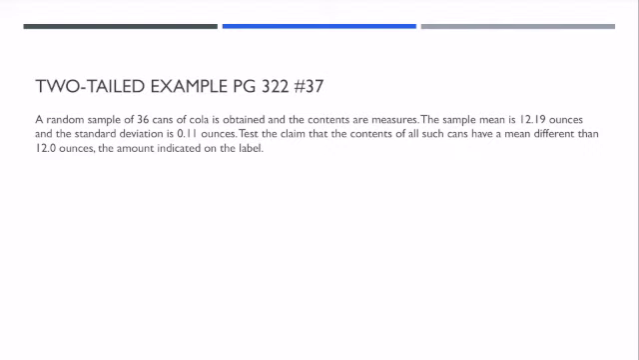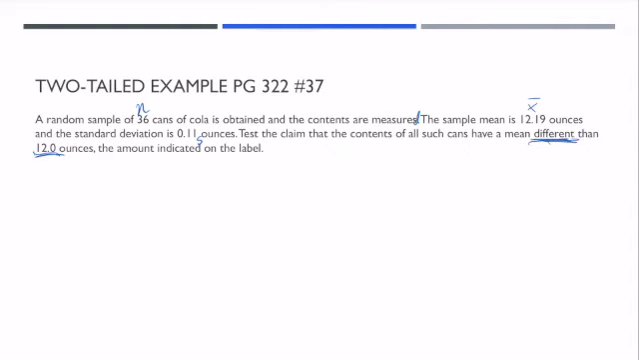A random sample of 36 cans of cola is obtained and the contents are measured. The sample mean is 12.19 ounces. That's our sample mean. 36 is our sample size, and the standard deviation is 0.11 ounces. I want to test the claim that the contents of all such cans have a mean different than 12 ounces.